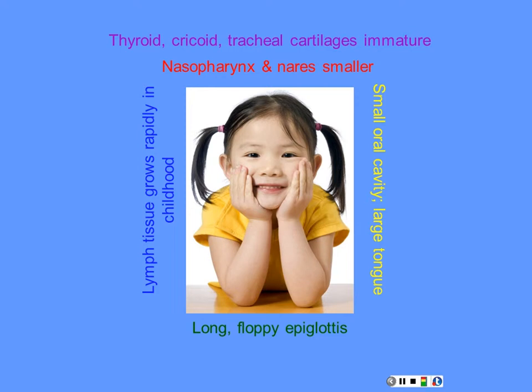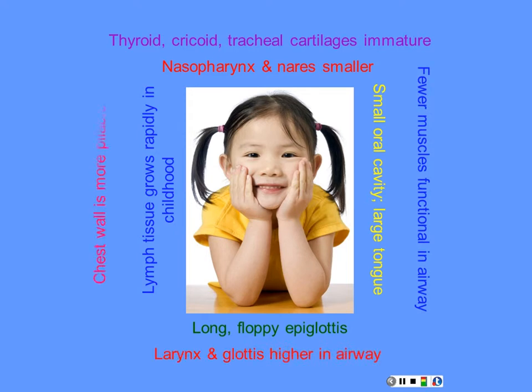Your thyroid, cricoid, and tracheal cartilages are immature. So kids have the cartilages and the cartilage rings, but they're immature, so they're not as strong, which makes the airway more prone to collapse. Same thing with the muscles. Fewer muscles are functional in their airway. Their larynx and glottis, because they have a smaller airway, are shorter and higher in the upper airway. So anytime it's swollen, it can cause problems, airway obstruction.